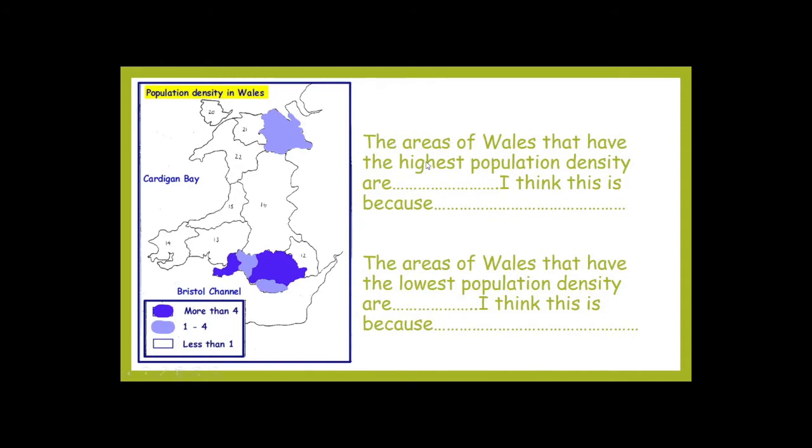So the areas of Wales that have the highest population density are the south and southeast. I think this is because this is where a lot of the raw materials were that kick-started a lot of the industry, e.g. coal, iron and copper, plus being on the coastline meant it was easy to ship these things in and out, to trade with the rest of the world. That trade and those resources meant jobs, and where there's jobs, there's money, so more people move there.